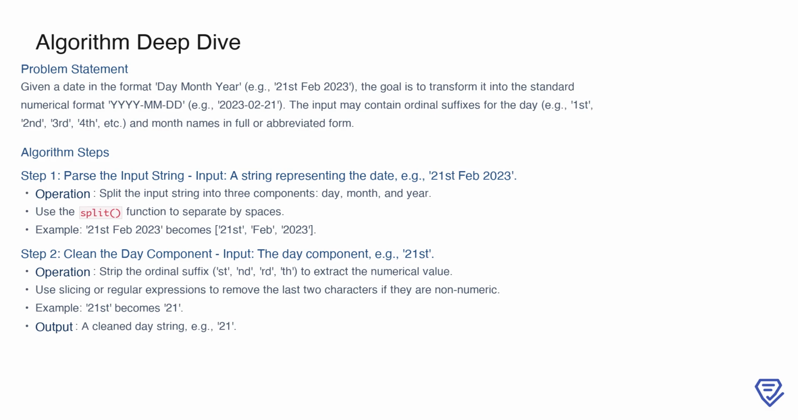To solve this, we break the problem into clear steps. First, we parse the input string by splitting it into three components: day, month, and year. For example, given the input 21st February 2023, splitting by spaces results in an array: 21st, February, 2023. Next, we clean the day component by removing the ordinal suffix. This can be done using slicing or regular expressions to strip the last two characters if they are non-numeric. For instance, 21st becomes 21, which is now a numeric string ready for further processing.